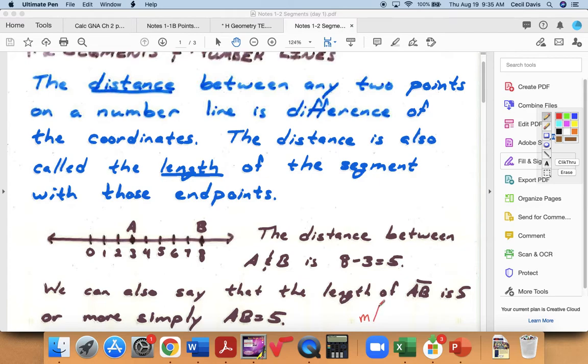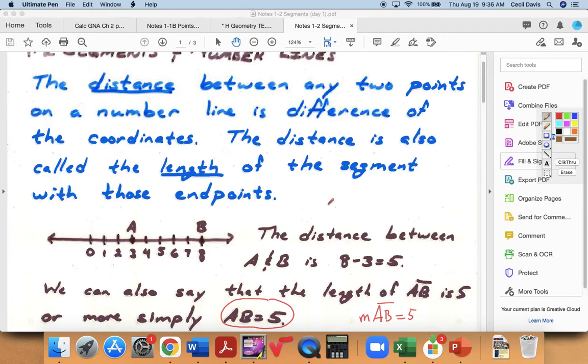They write a little m, and then segment AB is 5. That's saying the measure of segment AB is 5. We will use this one almost exclusively, but if you want to use this, that is okay with me. I kind of like this one better because it's like, oh yeah, it's segment AB and I'm finding the measure of it, as opposed to this one where there's no symbol above it at all.